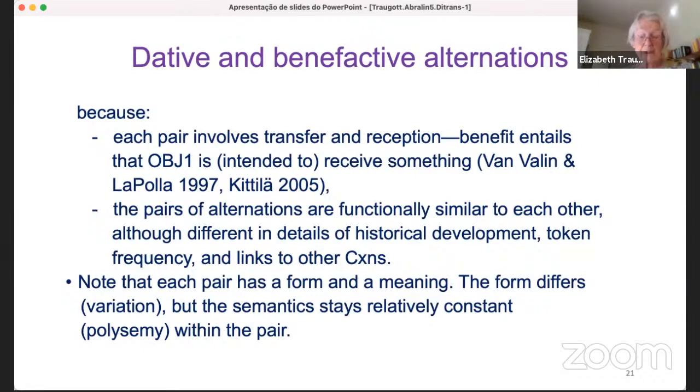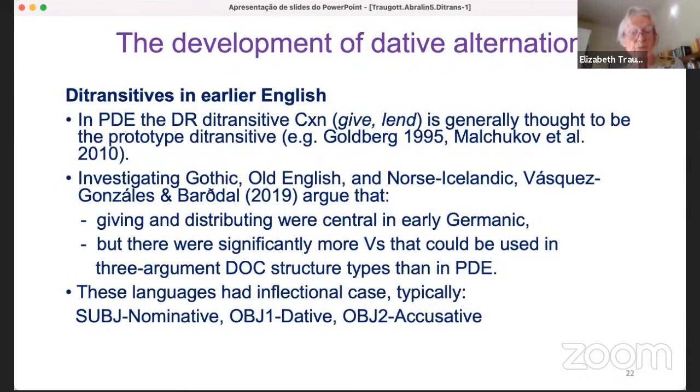So in this pair, each pair has a form and a meaning. The form differs, that is the variation, but the semantic stays relatively constant. And that is the polysemy within the pair. Now, I'll be talking basically about ditransitives and alternation in general. I'm going to move now to a historical perspective.